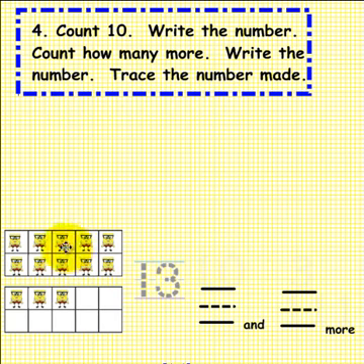Okay, let's see how many SpongeBobs we have. 1, 2, 3, 4, 5, 6, 7, 8, 9, and 10. So you should have written number 10 here. And how many SpongeBobs down here? 1, 2, 3. So you should have written the number 3. 10 and 3 is equal to 13. So you should have traced the number 13.